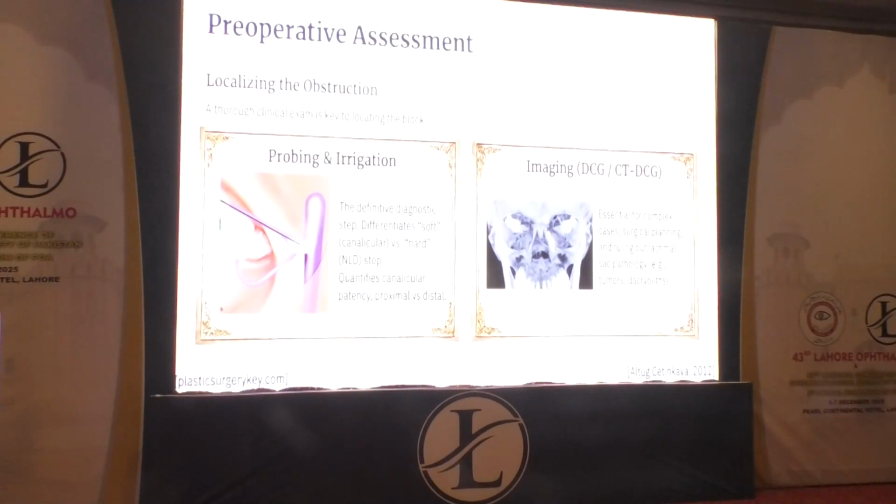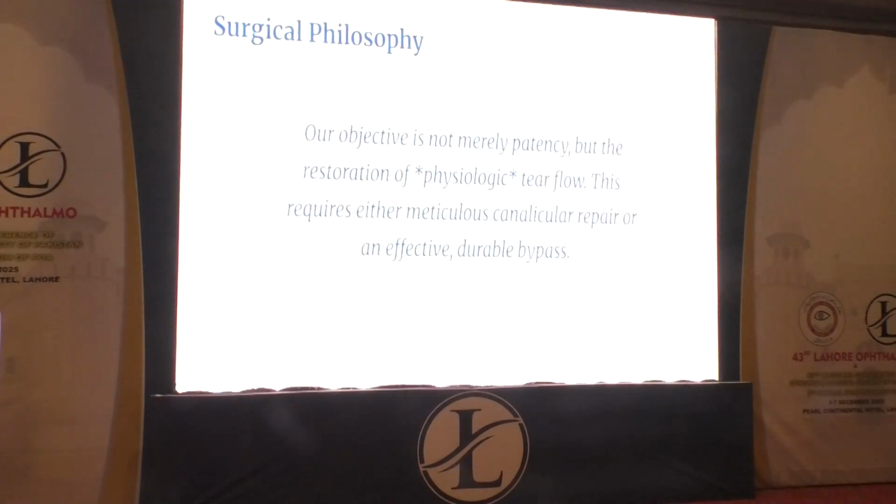For pre-operative assessment, we usually start with the probing and irrigation of the canalicular and the lacrimal system. This gives us a good idea of whether there's a hard stop or a soft stop in terms of whether there's just an NLD block or a canalicular block as well. It also quantifies the canalicular patency in terms of the stenosis and at what part of the canaliculus the stenosis is present. Imaging can also be used, but it's less commonly utilized.